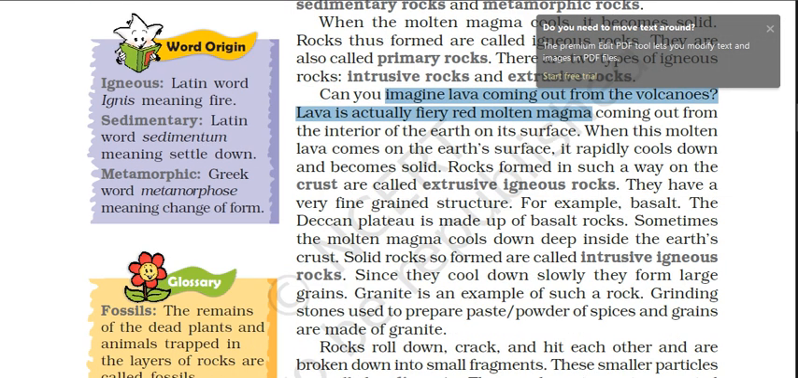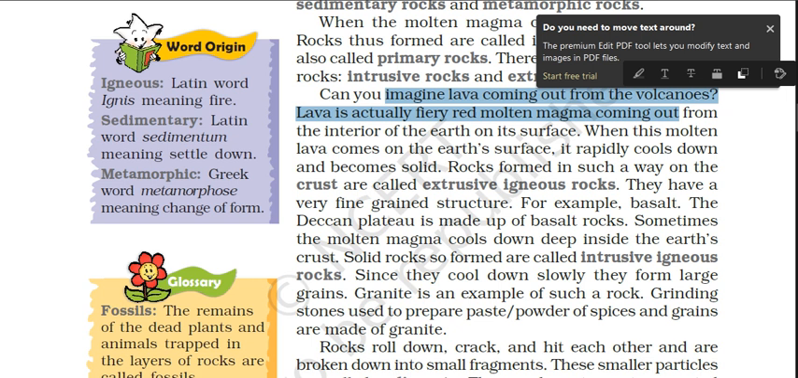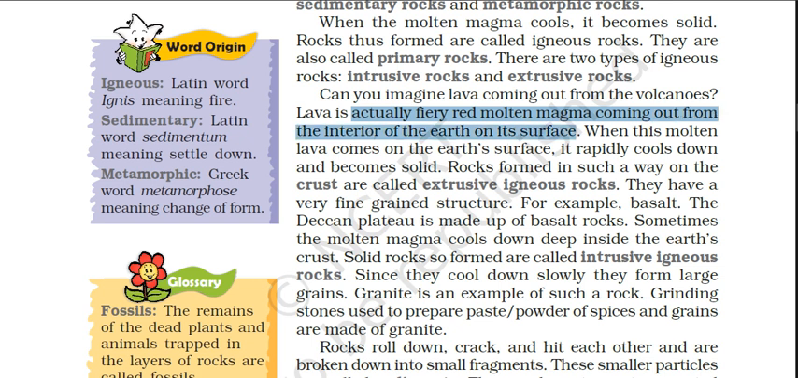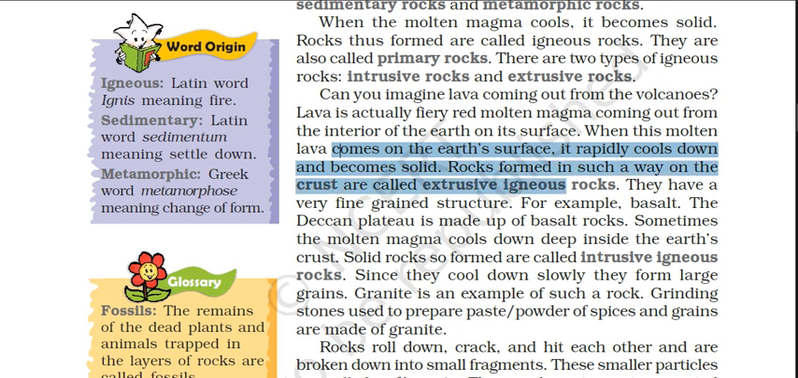Can you imagine lava coming out from the volcanoes? Lava is actually fiery red molten magma coming out from the interior of the earth onto its surface. When this molten lava comes to the earth's surface, it rapidly cools down and becomes solid. Rocks formed in such a way on the crust are called extrusive igneous rocks. They have a very fine grained structure, for example, basalt. The Deccan Plateau is made up of basalt rocks.